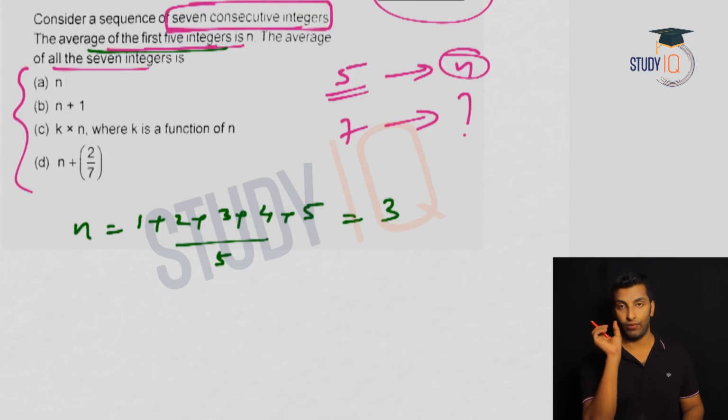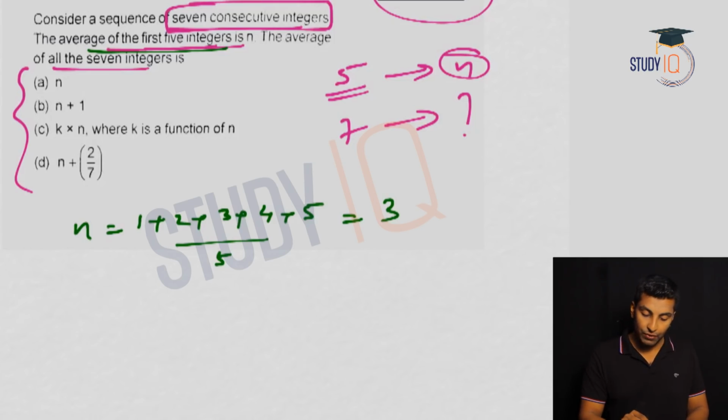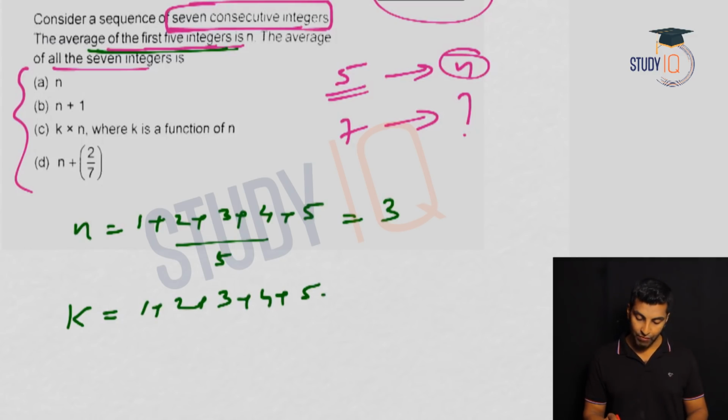See, they are saying consider a sequence of 7 consecutive integers. Let's take the first one onwards, and the average of the first 5 is n. So the first 5, meaning 1 to 5, is n, and we know it is 3. Let's take the average of the 7 as k. Then (1 plus 2 plus 3 plus 4 plus 5 plus 6 plus 7) by 7 is k. What is that? That is 4.